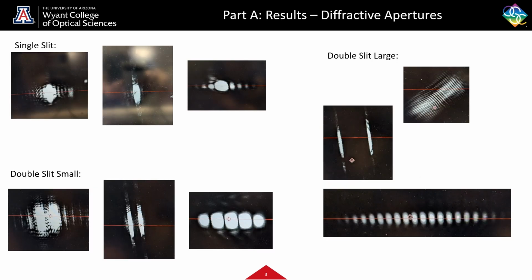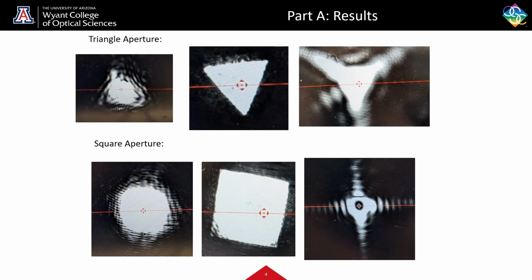Results for Part A. These are the diffraction patterns produced by the single slit, the double slit large, and the double slit small. The images on the left are the Fresnel diffraction. The image in the middle is the image of the aperture, and the image on the right is the Fraunhofer diffraction. These are the diffraction patterns from the triangle aperture and the square aperture, with the images following the same pattern.